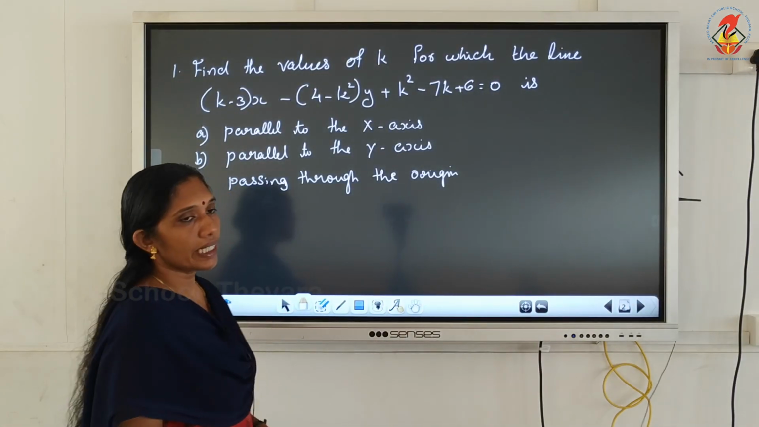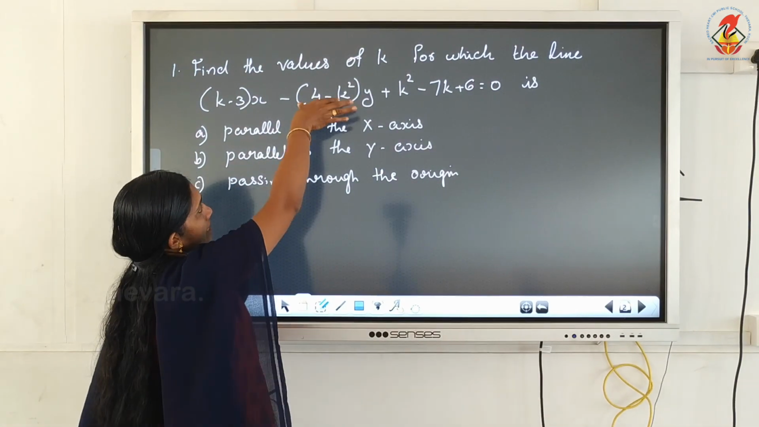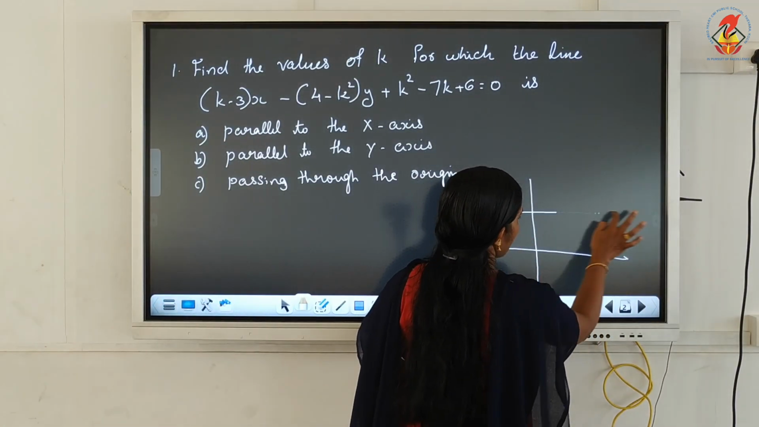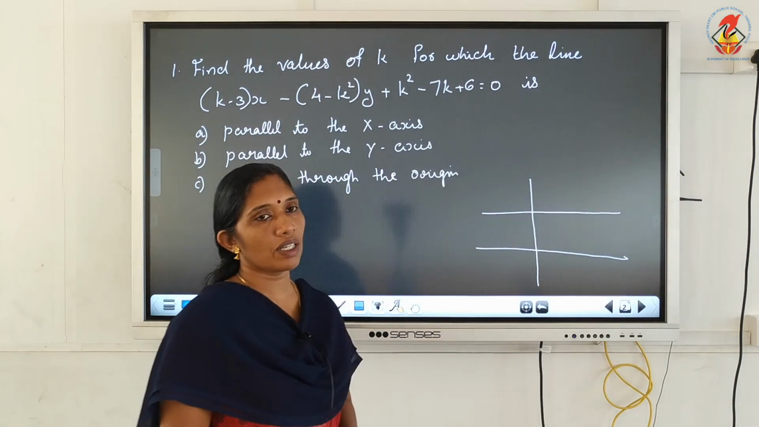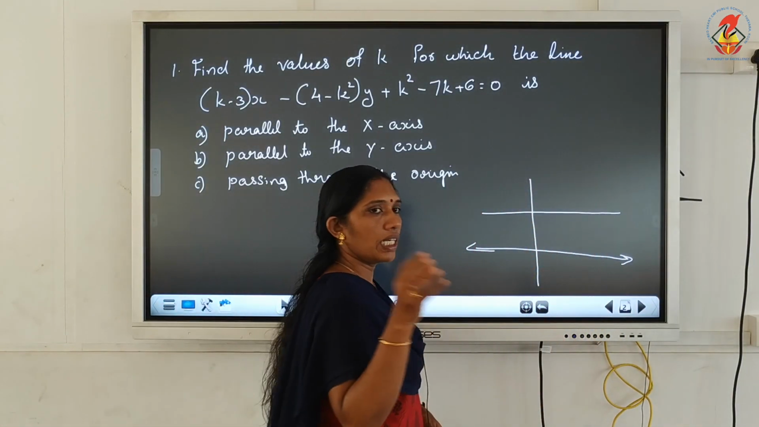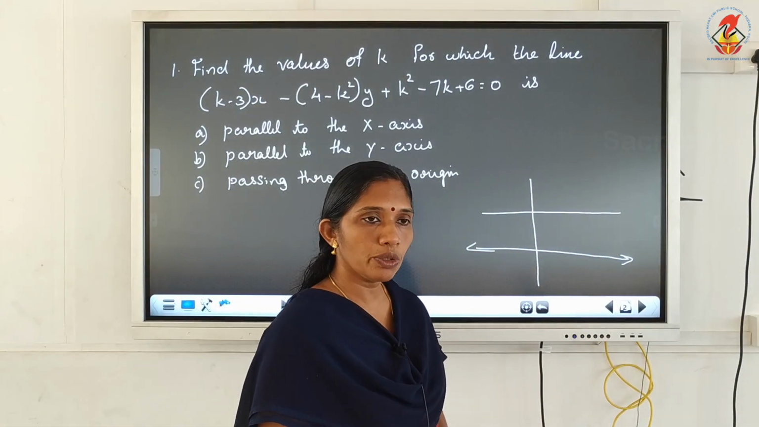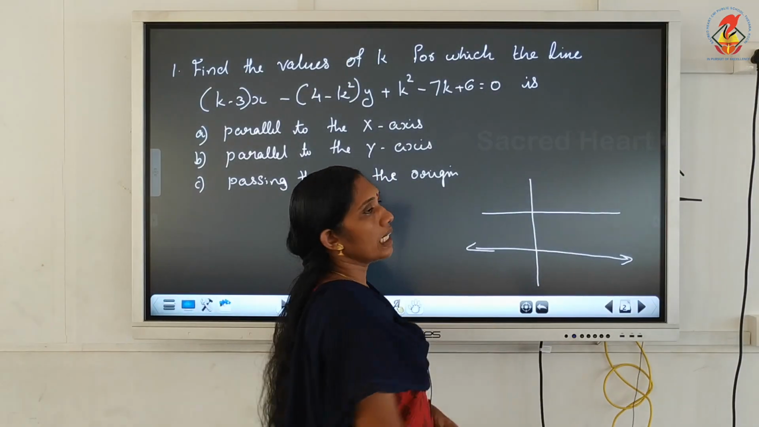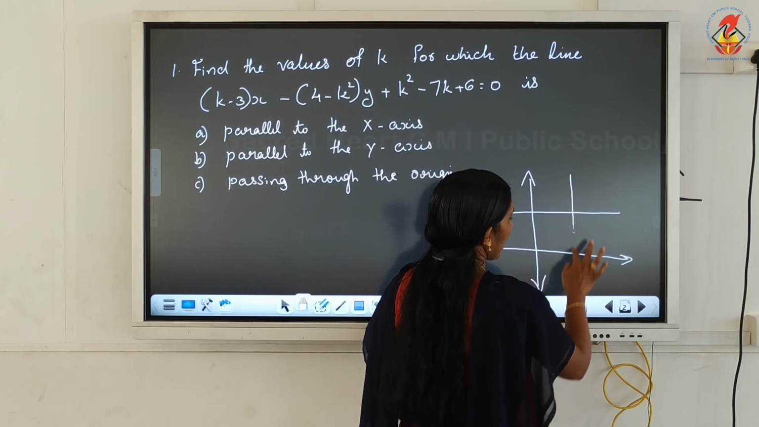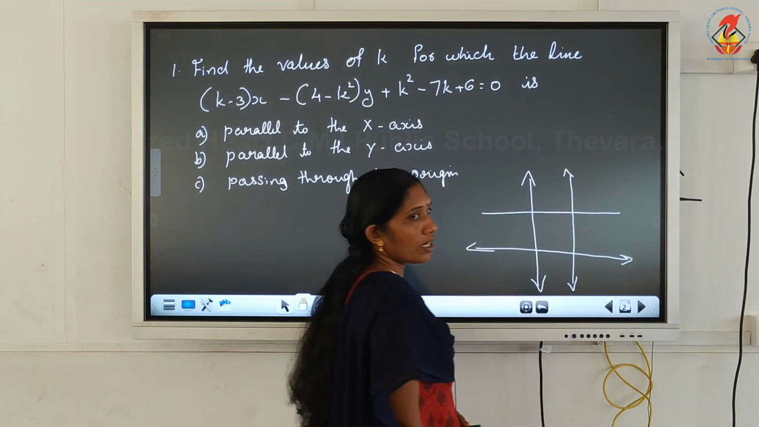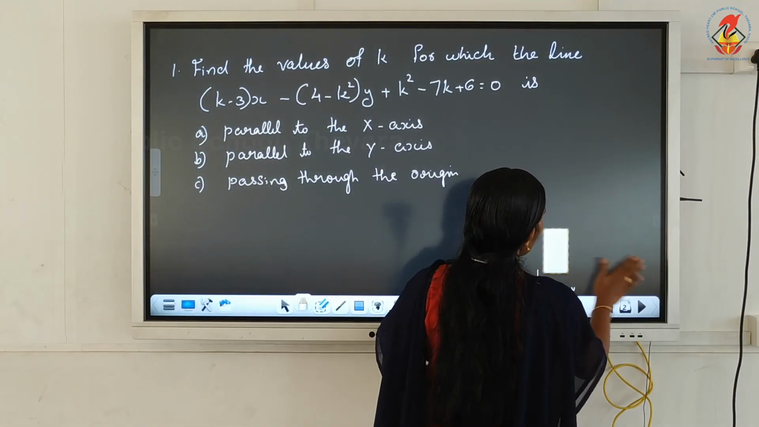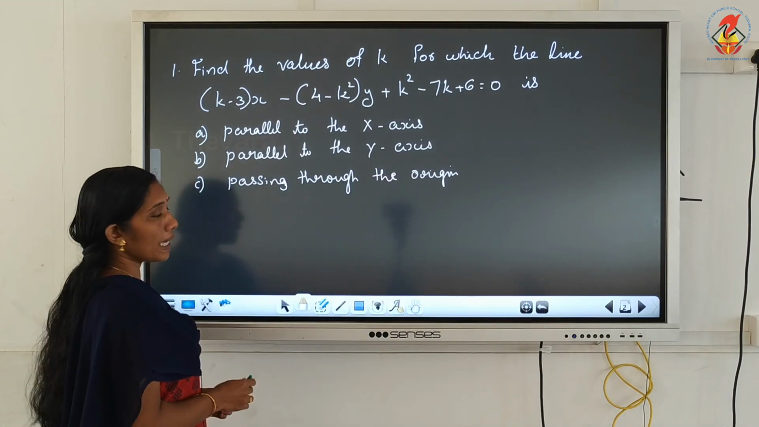Then we have to find the values of k if this line is parallel to the x-axis. When a line is parallel to the x-axis, then its slope is equal to 0. The slope of the line parallel to the x-axis is equal to 0. Then the second one is parallel to the y-axis. What is the slope of a line parallel to the y-axis? Slope is not defined. So, we use these conditions.